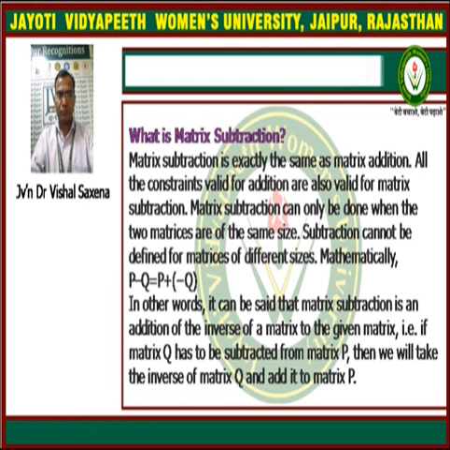Matrix subtraction can only be done when the two matrices are of the same size, that means same order. Subtraction cannot be defined for matrices of different sizes. Mathematically, P minus Q is the matrix subtraction. In other words, matrix subtraction is an addition of the inverse of a matrix to the given matrix, that is like P plus minus Q. If matrix Q has to be subtracted from the matrix P, then we will take the inverse of matrix Q and add it to matrix P.